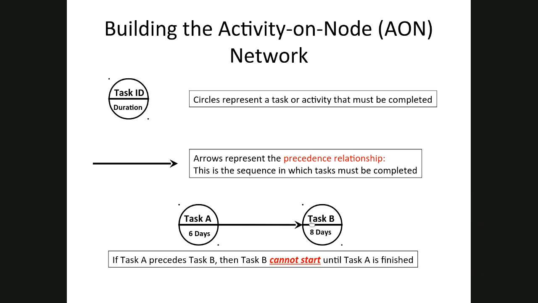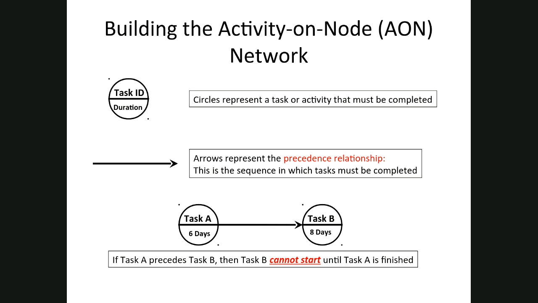So we've got two tasks, task A and task B. Task A has a duration of 6 days. Task B has a duration of 8 days. And what we say is since task A precedes task B, then task B cannot start until task A is finished. So whenever task A finishes, then task B can start, but only so A must be strictly, completely finished before B can start.